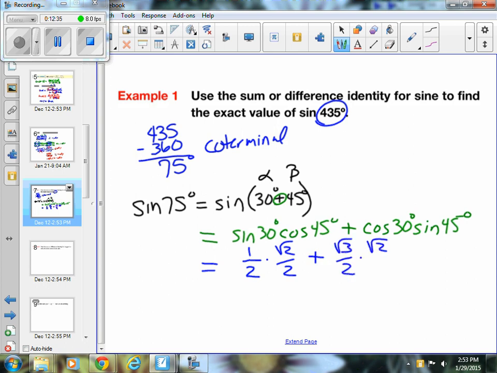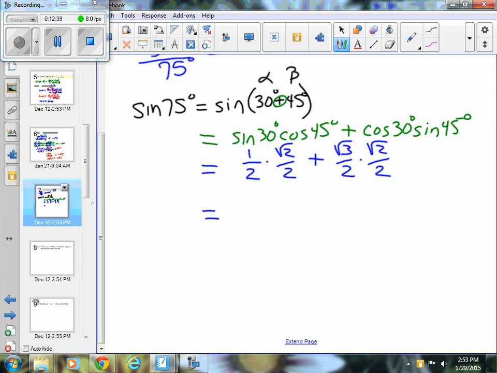And sine of 45 is square root of 2 over 2. So now it's just a matter of doing some arithmetic. These numbers don't look fabulous, but it's an exact answer. We don't have to try to round or just do something on my calculator. So multiply the fractions together.